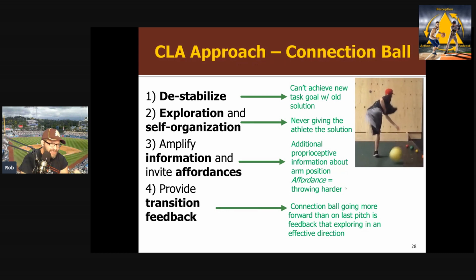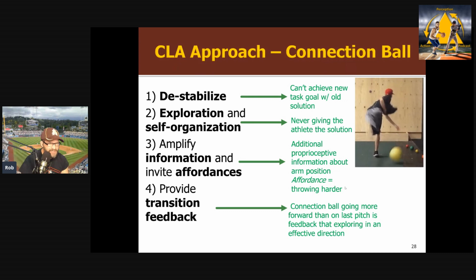So the direction the connection ball is going when it falls out, that's not your main task, right? Your main task is throwing the baseball towards the mitt and getting it velocity. That's the performance you care about. Where the connection ball goes is telling you about how your exploration is succeeding.